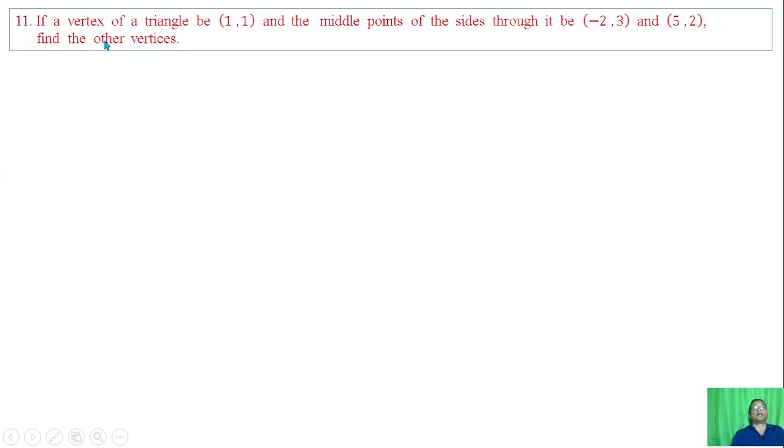Question number 11. If a vertex of a triangle be (1, 1) and the midpoints of the sides through it be (-2, 3) and (5, 2), find the other vertices.